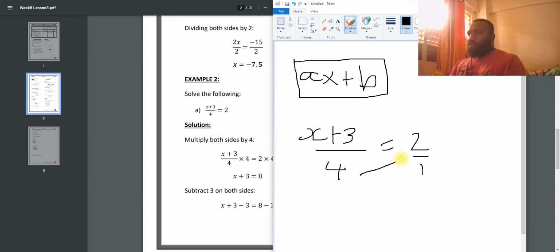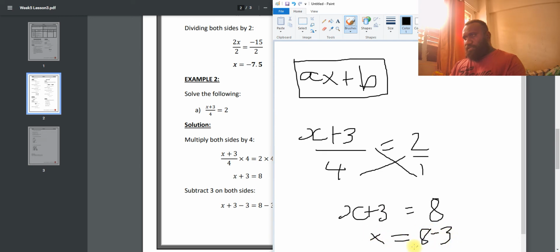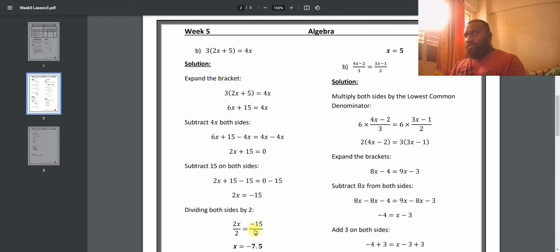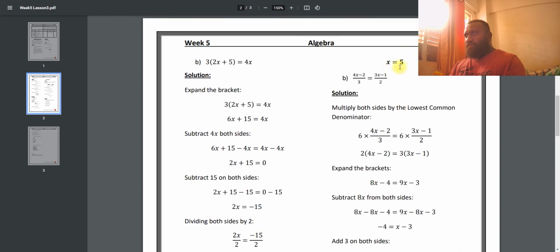So what we do is we cross multiply. 4 multiplied by 2... rather, 4 multiplied by 1 is x plus 3, equals 4 multiplied by 2, which is 8. Now to solve for x, take 3 to this side, and x is 8 minus 3, which is 5. So x is equal to 5. This is what you have as your answer here, x equals 5.